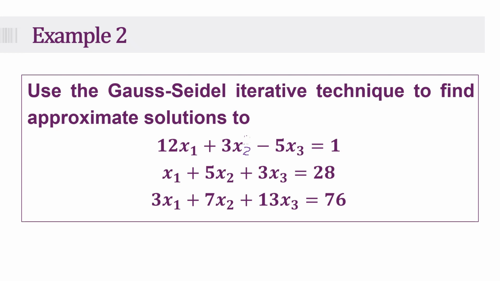So for our second example, let's use the Gauss Seidel iterative technique to find the approximate solutions to 12x sub 1 plus 3x sub 2 minus 5x sub 3 equals 1. X sub 1 plus 5x sub 2 plus 3x sub 3 equals 28. And 3x sub 1 plus 7x sub 2 plus 13x sub 3 equals 76.